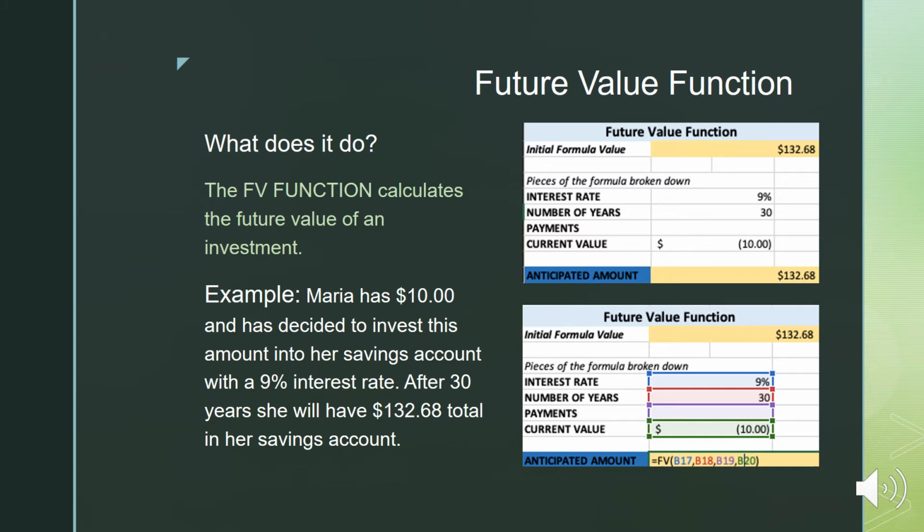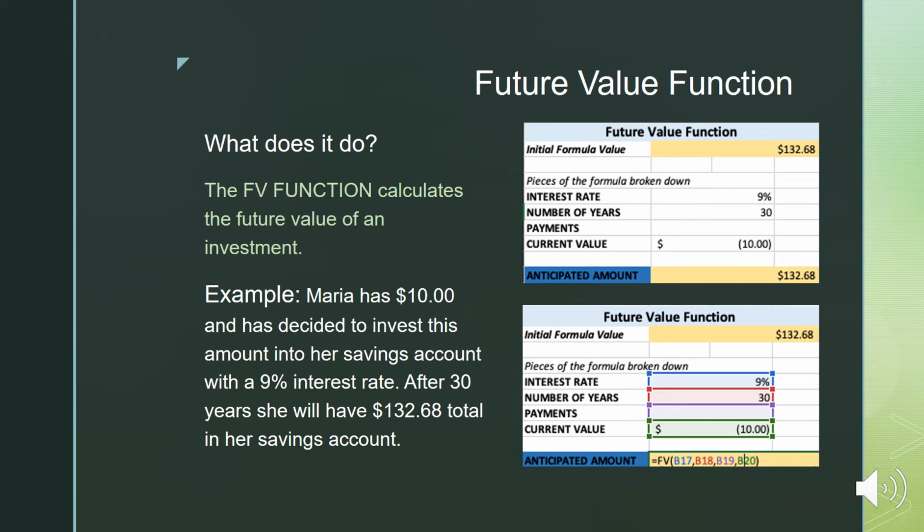In the pictures to the right, you see how the formula is being broken down into parts. We see that the interest rate is 9%, that the number of years is 30, and that the current value is $10. You then put this into the FV function, as shown in the second picture, which is by putting the equal sign, the FV, and then following each of the cells in the correct order. You close parentheses, click enter, and it will give you the total of $132 with 68 cents.